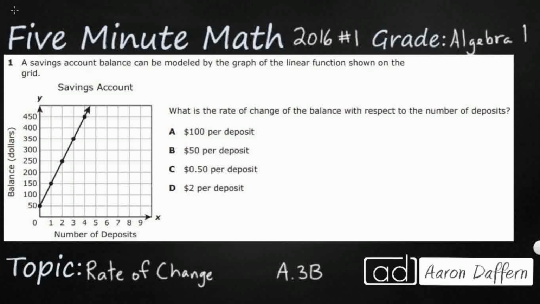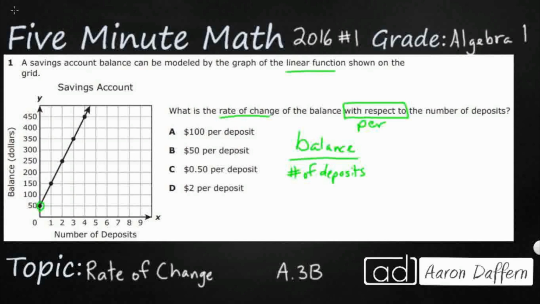So we have a savings account, and it looks like we started with some balance of 50, right? So we've got a y-intercept of 50, and then it's growing, but it's a linear function there, so we have a constant rate of change, and that's what we're looking for. We're looking for the rate of change of the balance with respect to the number of deposits. All right, so the balance with respect to, that lets us know we're dealing with a ratio. So balance per number of deposits.